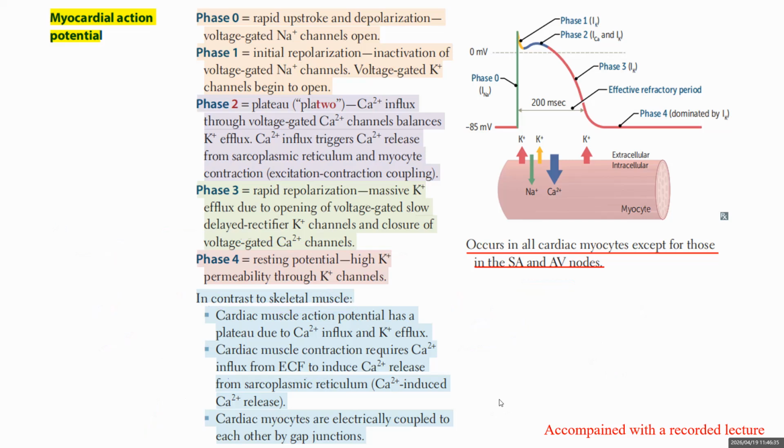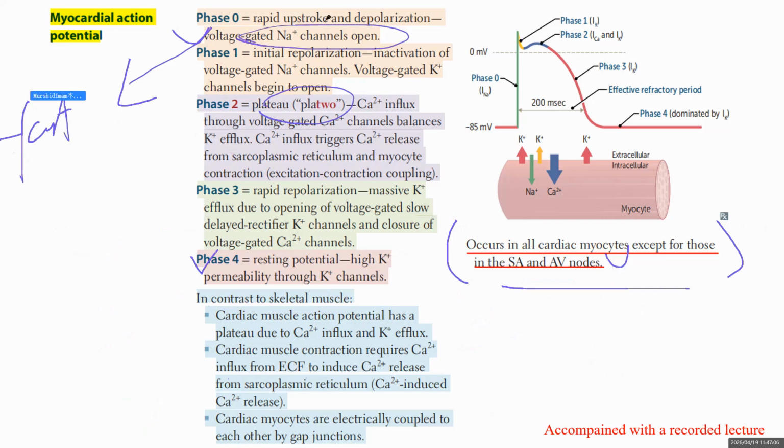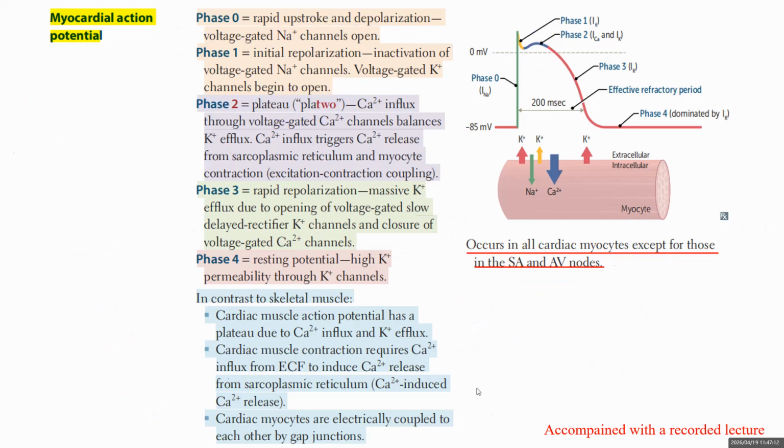Another point that you have to remember is that this occurs in all cardiac myocytes except those in the SA node and the AV node, as I said before. In the working myocardial cells, we have phase 0, phase 4, and the plateau. Phase 0 is due to fast sodium influx. In phase 2, of course, the plateau is formed over here. And phase 4 is stable.